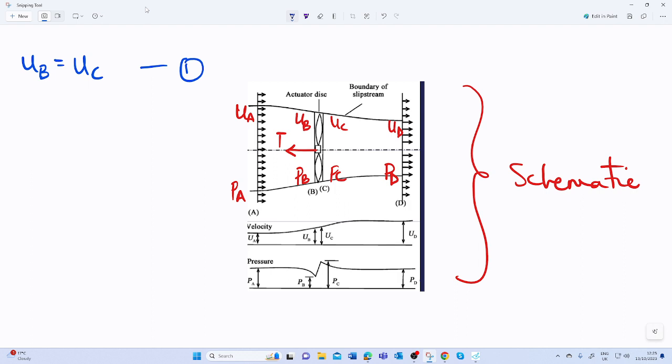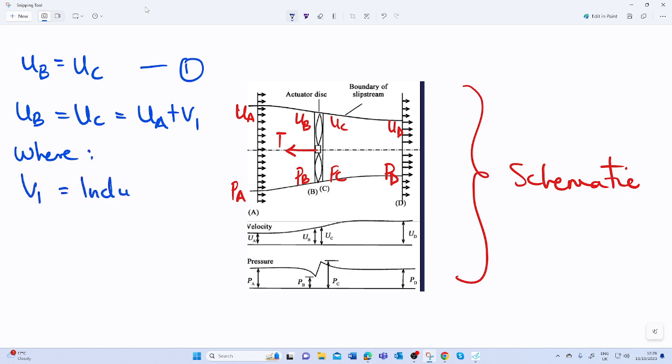And UB, which equals UC, will also equal UA plus V1. That is, V1 is the induced velocity.